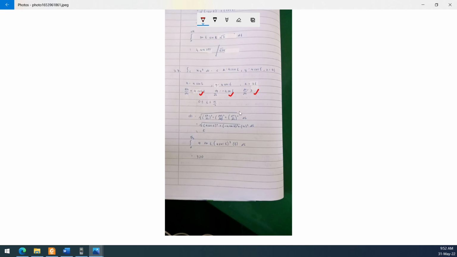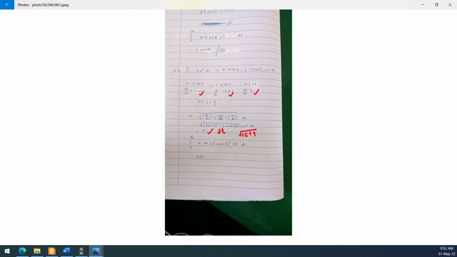Then you find ds, which is the square root of (dx/dt) squared plus (dy/dt) squared plus (dz/dt) squared. Hence you get 4 cos t squared and negative 4 sin t squared. The first two terms give 16, plus 3 squared, which is 9. You simplify, 16 plus 9, so the total is the square root of 25, you get 5, which is correct. So ds is 5 dt.